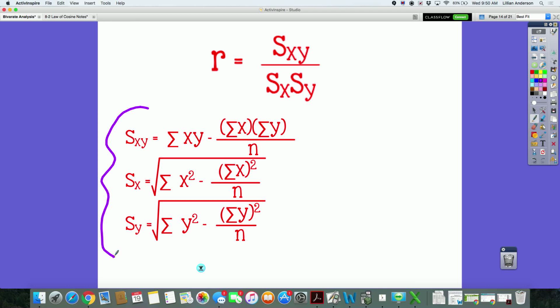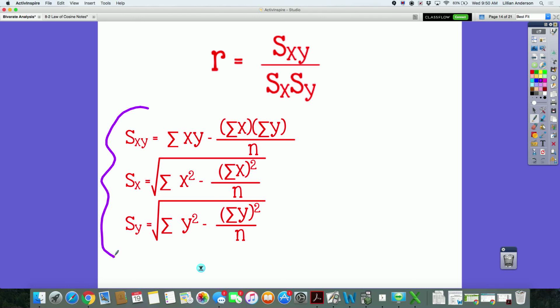4 pieces of data. S sub x is the square root of the sum of your x's squared minus the sum of your x's, that quantity squared, divided by n. And then your y's, similar except with the y's, as you guys can see there. We'll work this out, show all of our steps so you guys can see how to do it by hand.